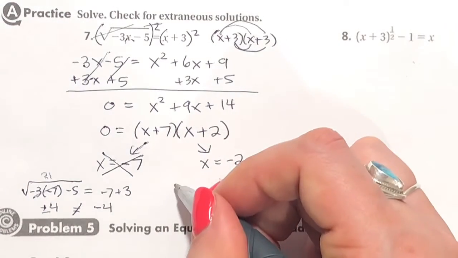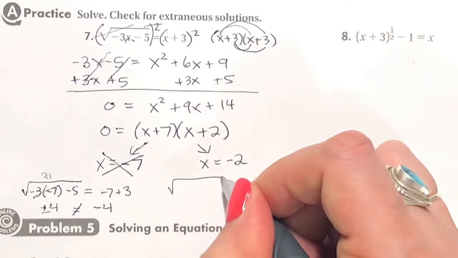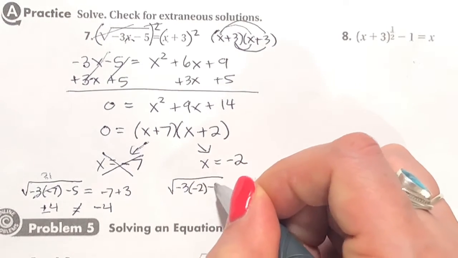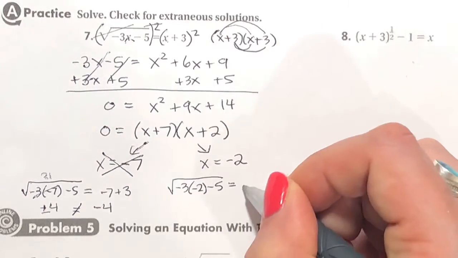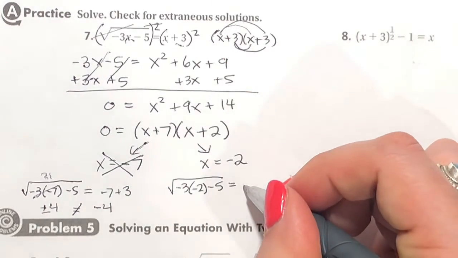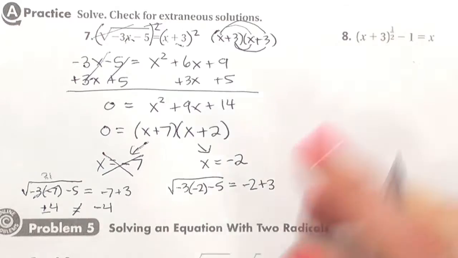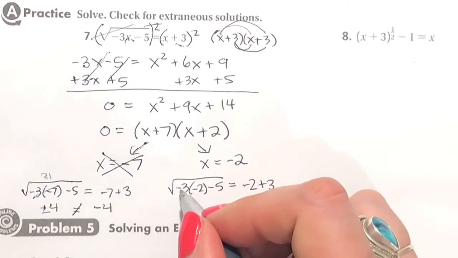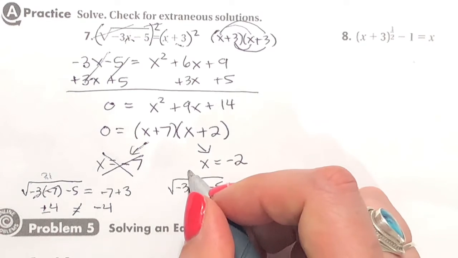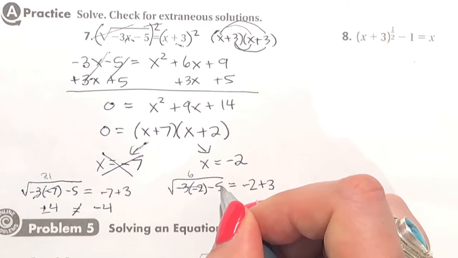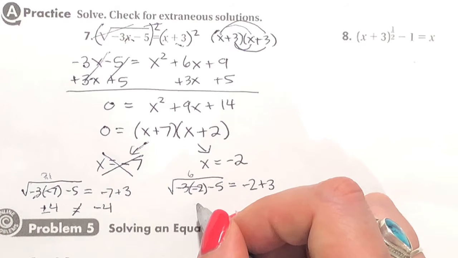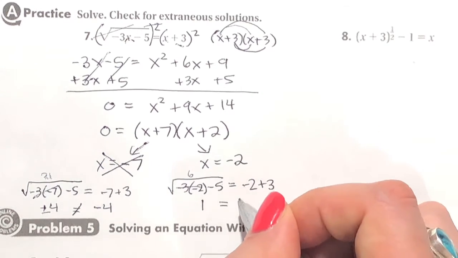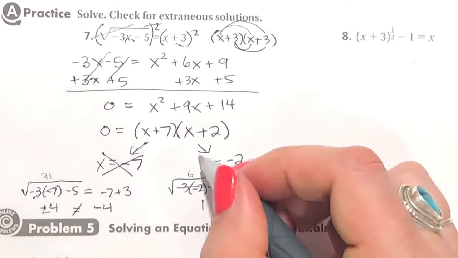Let's check negative 2, because sometimes you might have both that don't work. So negative 3 times negative 2 minus 5 needs to equal x plus 3, which will be a negative 2 plus 3. So we plugged a negative 2 in for both x's. Simplifying, negative 3 times negative 2 is positive 6. 6 minus 5 is 1. Well, the square root of 1 is just 1. And then negative 2 plus 3 is 1. So that one is good. We're going to keep that one.